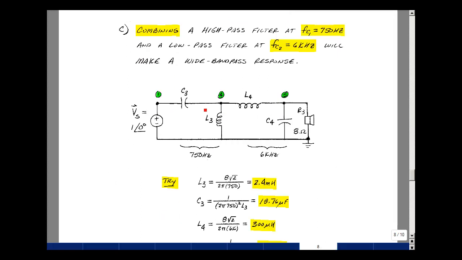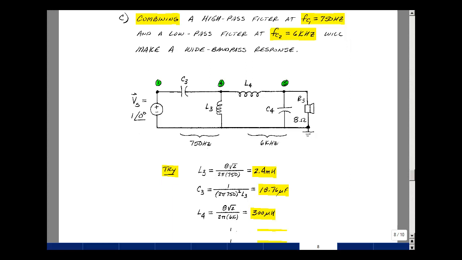So here's the C and L of my high-pass filter and the L and C of my low-pass filter. I'm going to pick the corner frequency for this one to be 750 Hertz and this one to be 6 kilohertz. If the frequency is around 750 Hertz, this inductor will look like a short circuit and this will look like an open circuit. And I'm left with C and an L and an R in parallel. In other words, our high-pass filter. Then as the frequency increases beyond 750, this will become a short and this will become an open. And now we'll have our low-pass filter, which we're going to set at about 6 kilohertz.